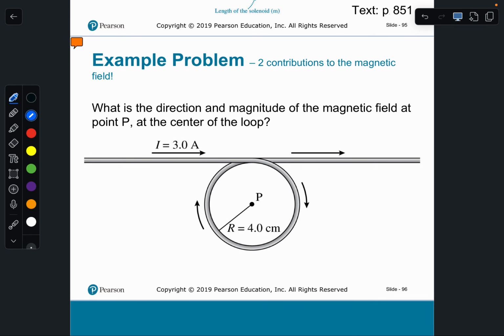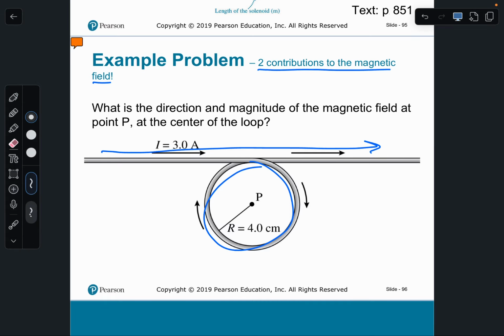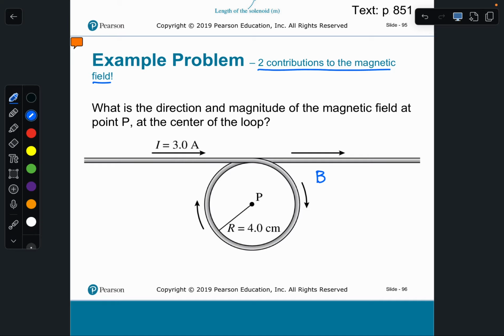So we want to know what is the magnitude of the magnetic field right here at the center of this circle. The idea here is that there are 2 contributions to the magnetic field. We have a magnetic field created by the straight current here, but then we also have the magnetic field created by the loop of current. So we're going to have 2 B fields.